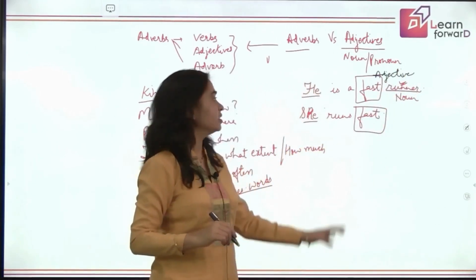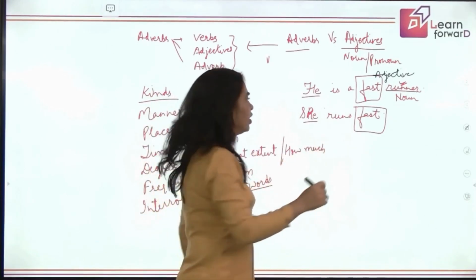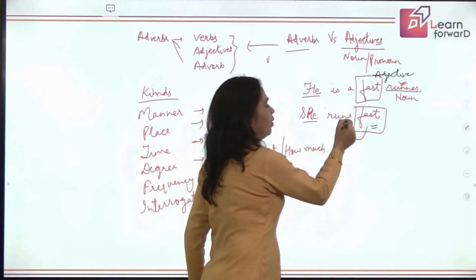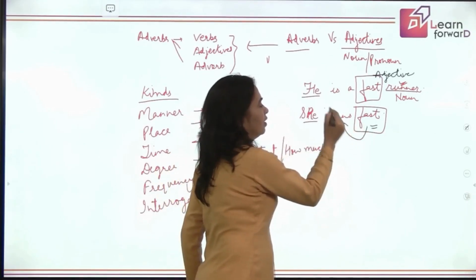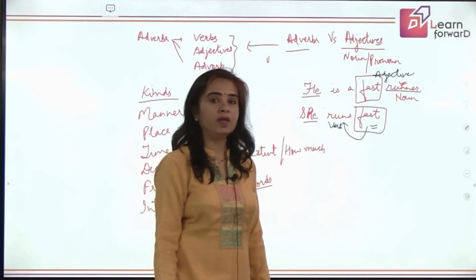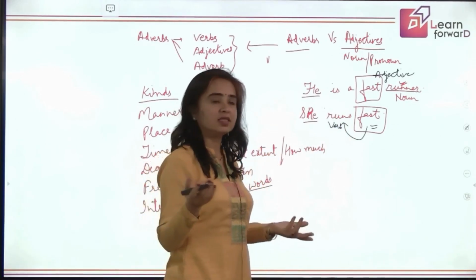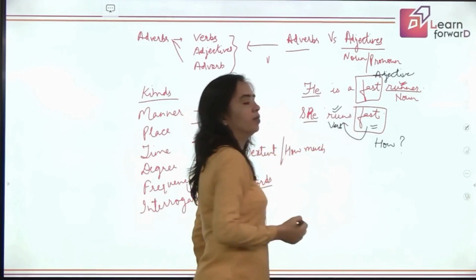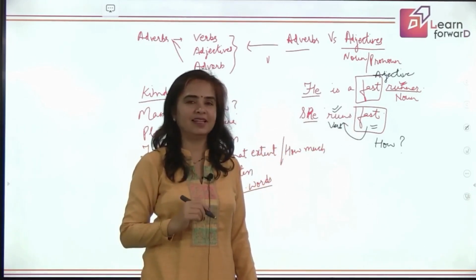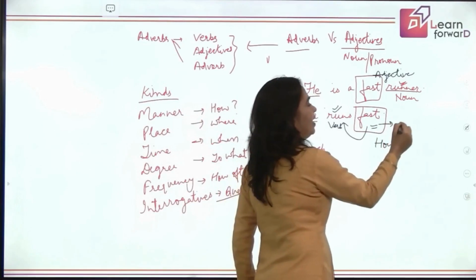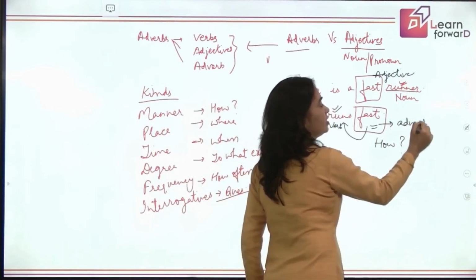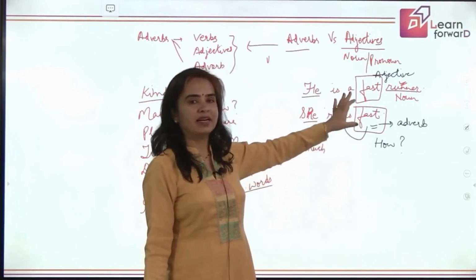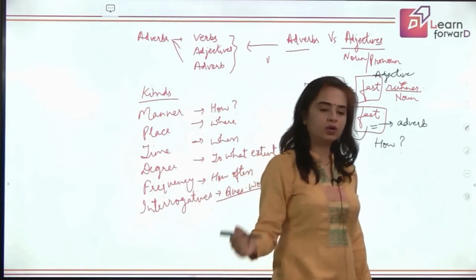Come to the next sentence now. He runs fast. What is the word fast telling you about here? It is telling you about the verb runs. And my question will be, how does he run? So how? It is giving an answer to how about an action, about a verb. So what is this word in this sentence? Perfect. That is an adverb. So this is how we make out the difference whether a word is used as an adjective or as an adverb. I hope the difference is clear to you.